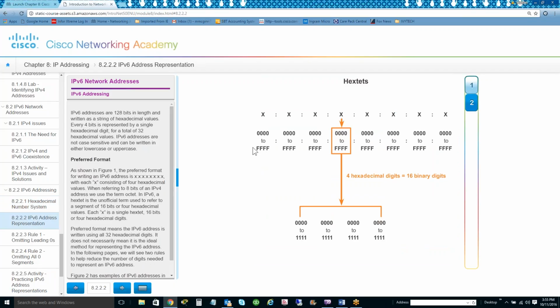So this is an example of the format of an IPv6 address. You have 8 well, they call them octets in IPv4, and it's escaping me what they call them in IPv6. They are, I don't see it here.